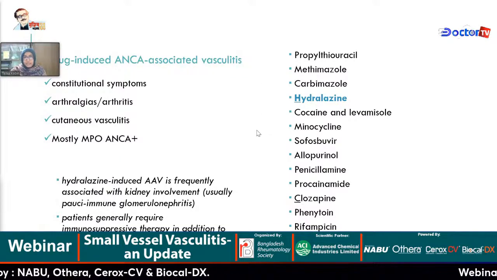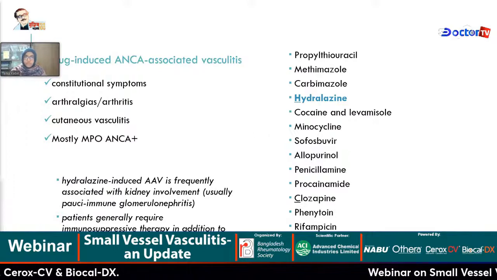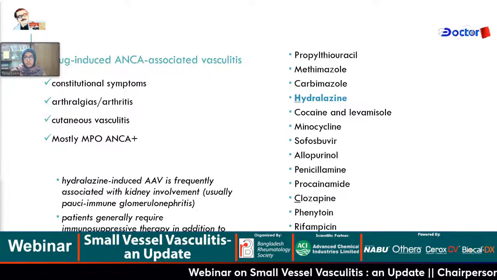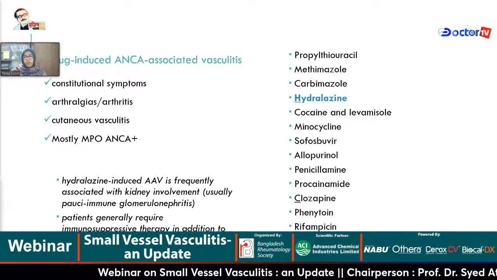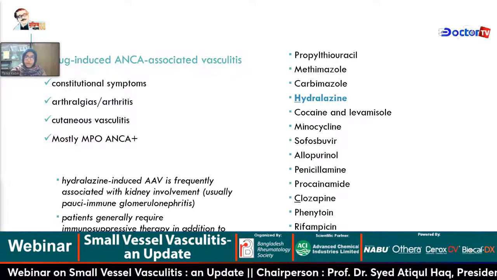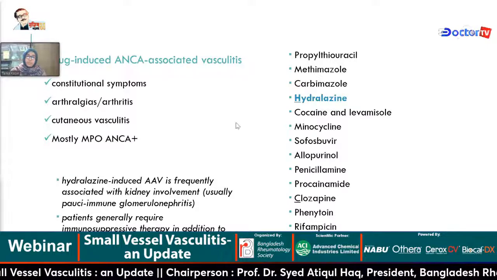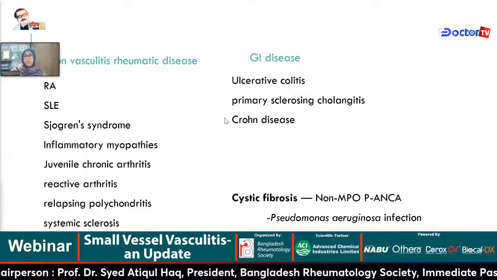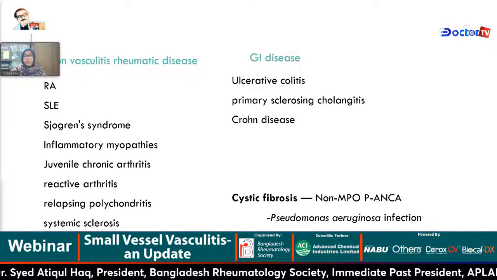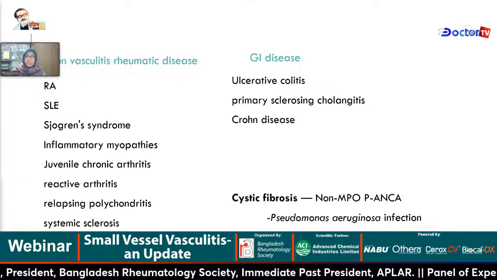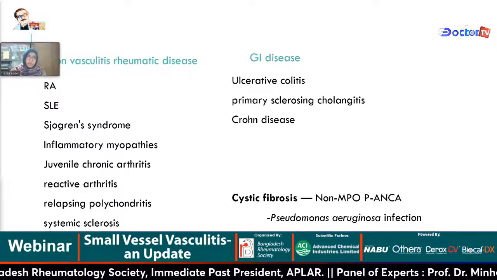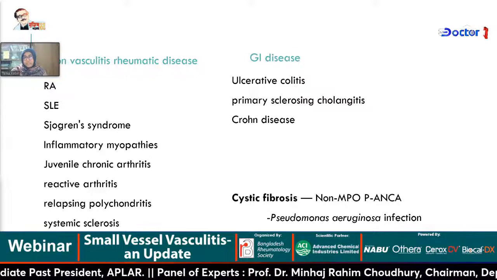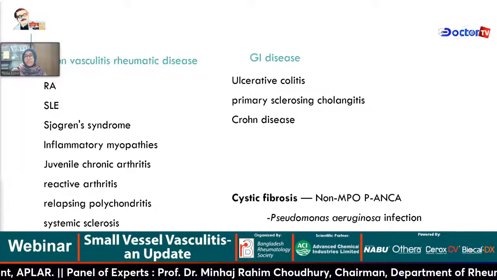In hydralazine-induced ANCA-associated vasculitis, patients frequently present with kidney involvement, usually autoimmune glomerulonephritis, where the withdrawal of hydralazine is not enough. They require immunosuppressive therapy. Now, the list of non-vasculitis rheumatic diseases where ANCA is probably found: rheumatoid arthritis, systemic lupus erythematosus, Sjogren's syndrome, reactive arthritis, systemic sclerosis, and antiphospholipid syndrome. Some GI diseases like ulcerative colitis, primary sclerosing cholangitis.